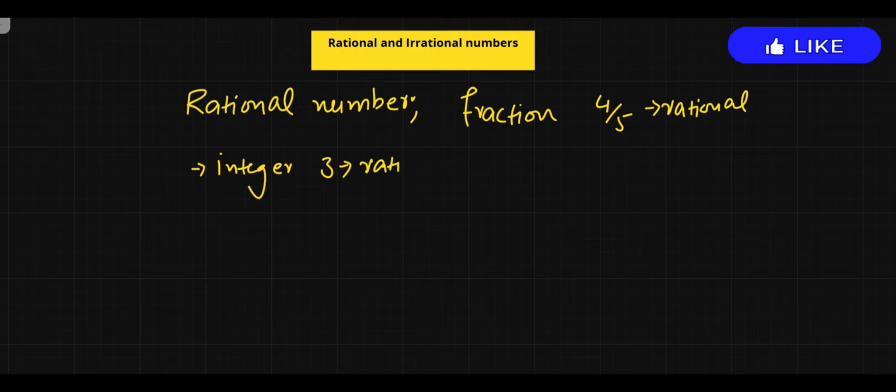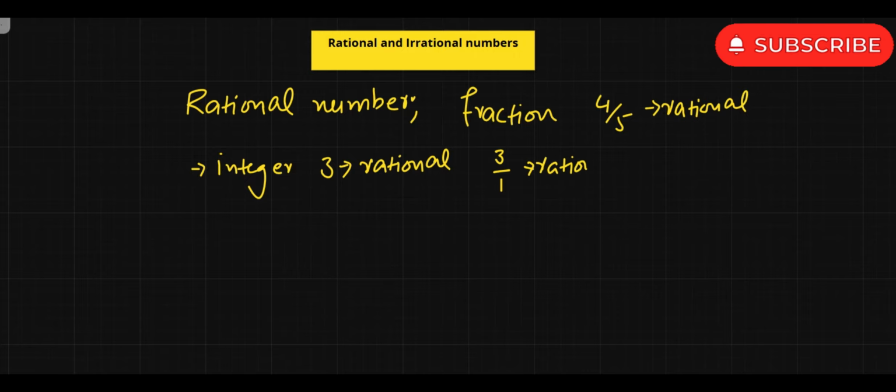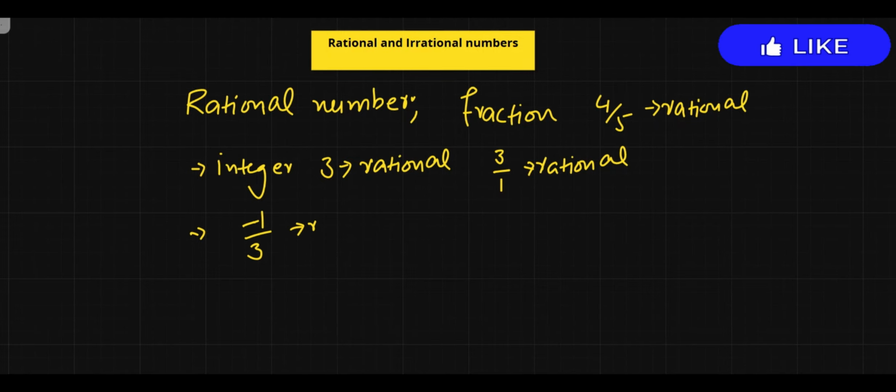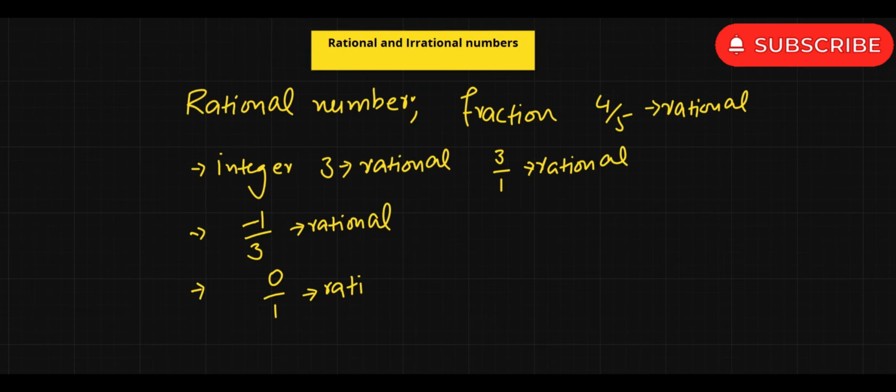Why is it called a rational number? Because this 3 can be written as 3 by 1. So this 3 or 3 by 1 is considered rational. In case I write a negative number, this is also rational because for rationality the negative sign doesn't matter. If I write 0 by 1, this is also rational because the numerator can be 0 but the denominator cannot be 0, so it is rational.